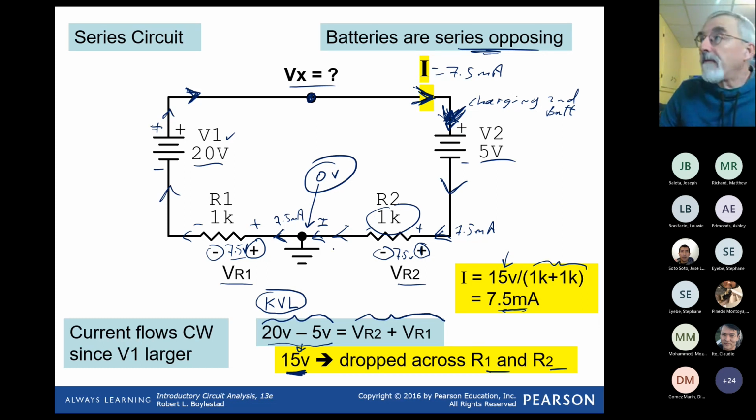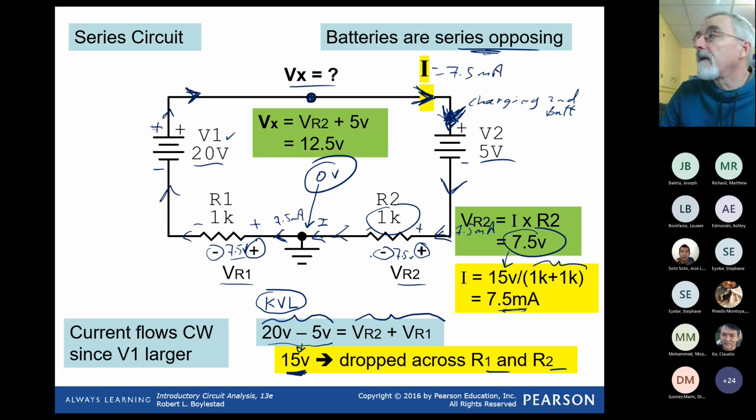So when I solved this, I went against the current. What I did is I started at 0. I went up 7.5 volts, which is VR2, 7.5 volts. And then I went up another 5 volts, bringing me all the way here to 12.5 volts. And that's Vx, 12.5 volts.